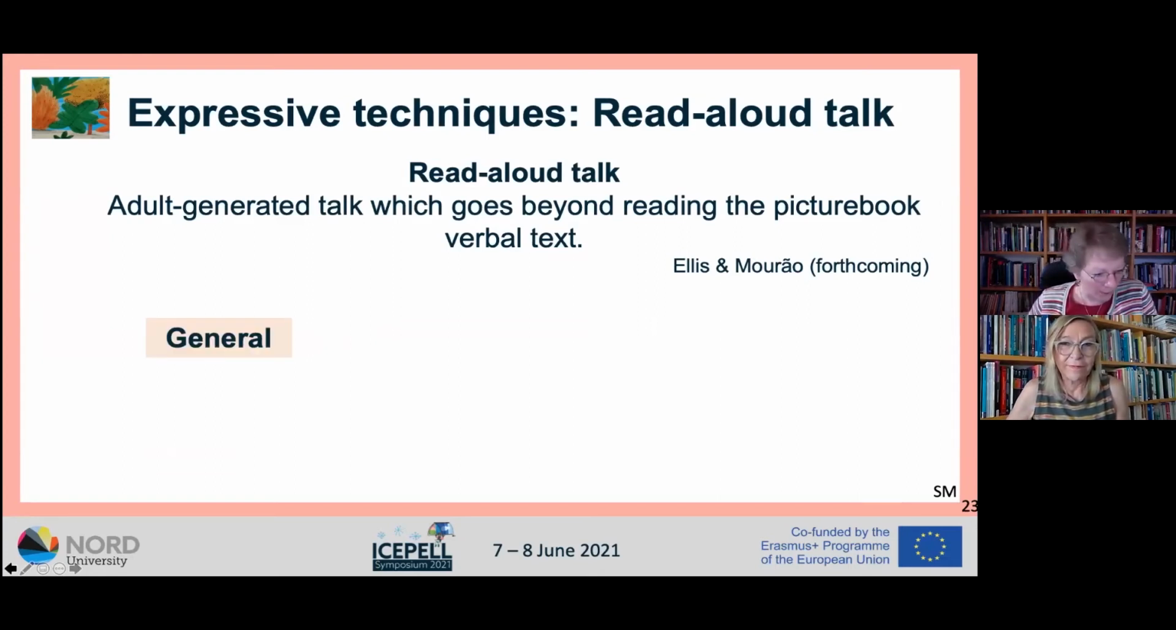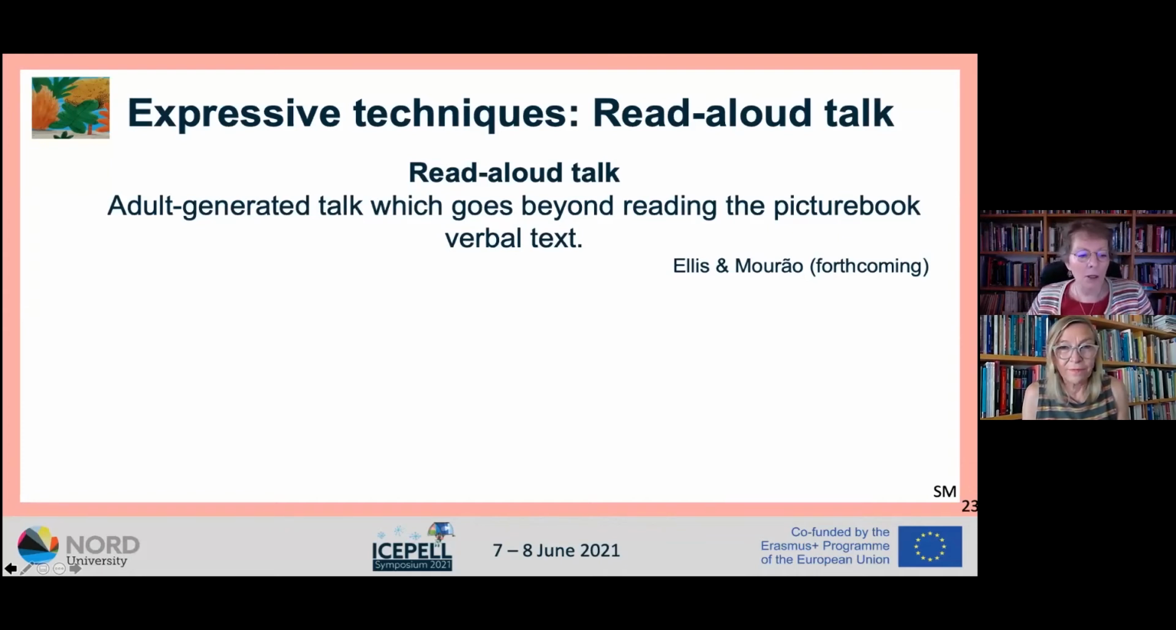It provides access to rich, contextualized language, and it resembles child-directed speech, which supports and scaffolds children's understanding. If you remember, scaffolding was part of the definition in mediation.